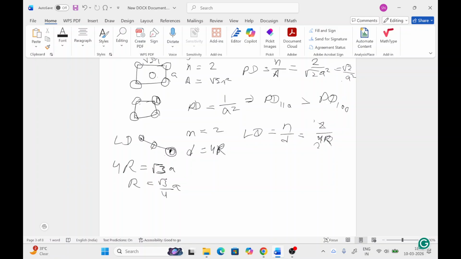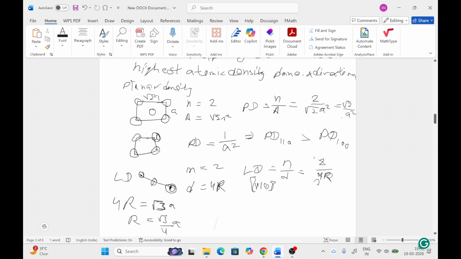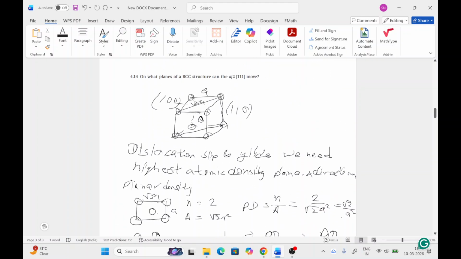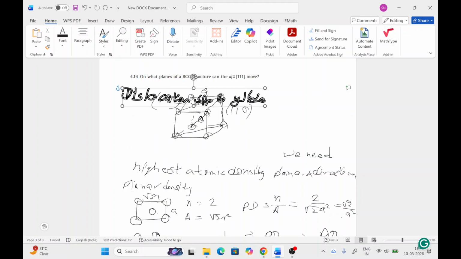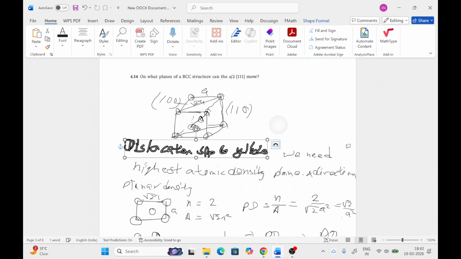No, the number of atoms is only 1. So for the 100 direction, this is along a 110 direction. For the BCC, the direction will be this: from the center, the direction will be the body diagonal. The body diagonal direction is 110. Sorry, 111.